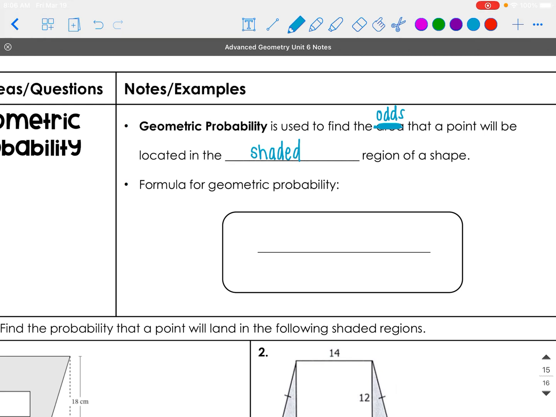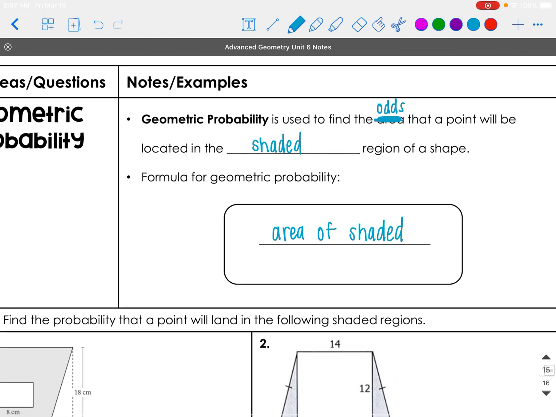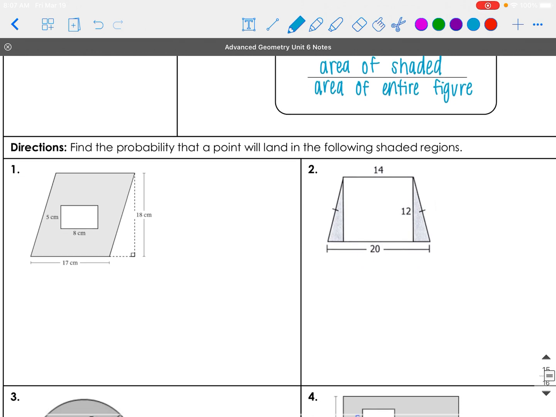So if we have a shape that's partly shaded, and we were to throw a coin at it, we want to know the probability that the coin would land in the shaded region. To do this, we take the area of the shaded region and divide that by the area of the entire figure. So we've got to find the whole entire area and the shaded area, and we divide. That's going to give us the probability.